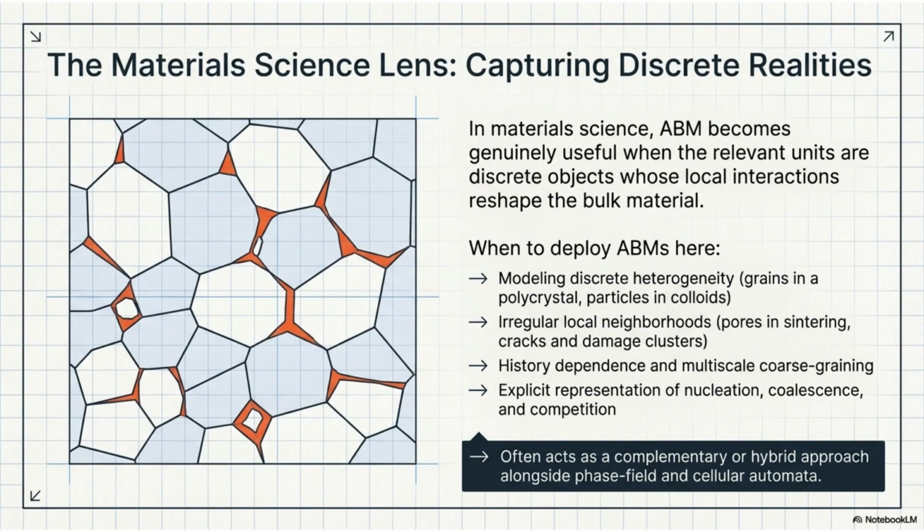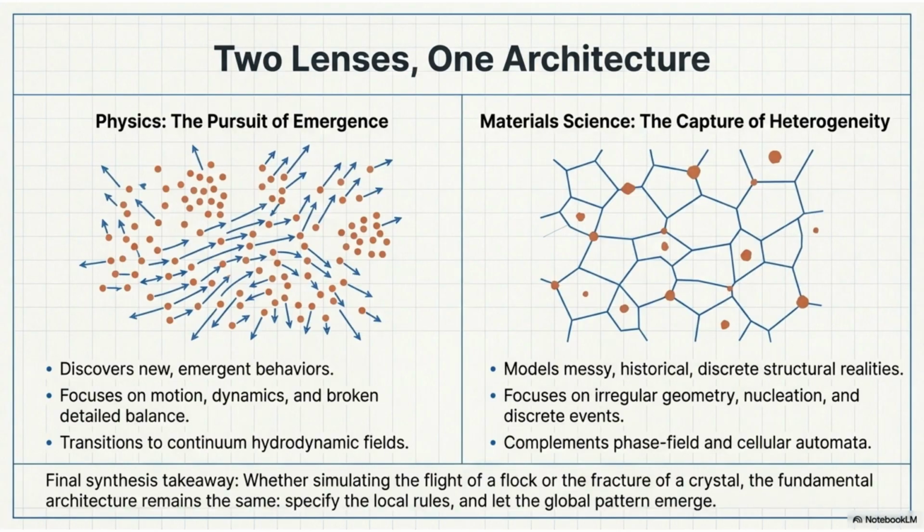In materials science, ABM captures discrete realities, such as modeling heterogeneity, irregular local neighborhoods, and history dependence. It is a complementary approach for materials where discrete units reshape the bulk material. Agent-based modeling offers two lenses under one architecture: the pursuit of emergence in physics and the capture of heterogeneity in materials science. The key takeaway remains: specify the local rules and let the global pattern emerge.